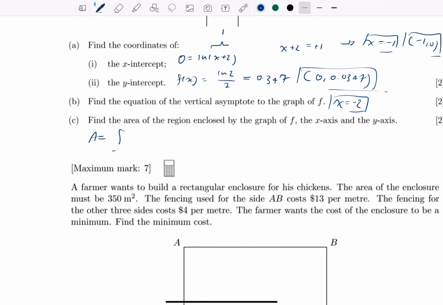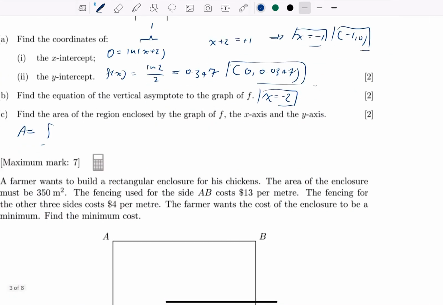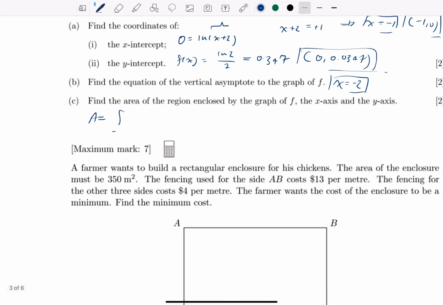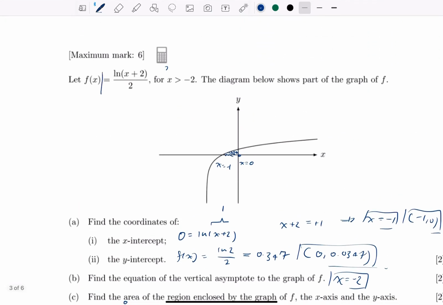Oopsies, I'm not doing it right. Not negative. Oh, sorry, I'm getting this confused. This is not -2, this is -1. It's our x-intercept. I confused it for a vertical asymptote. This is -1 to 0 of our function, this right here.